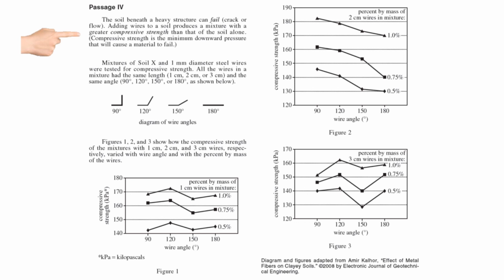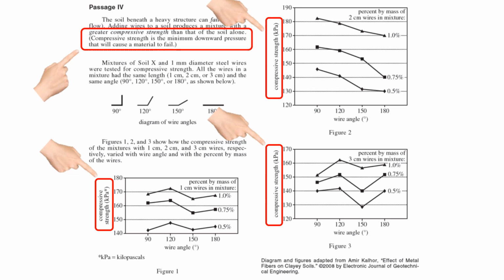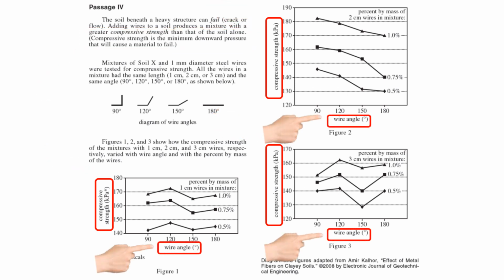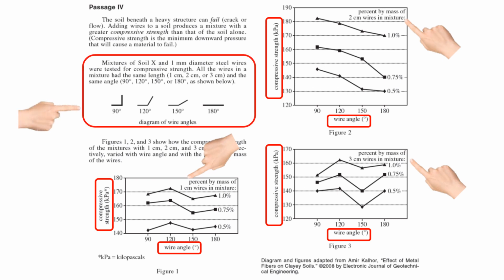We're dealing with soil that can fail. It has something called compressive strength. Now look and we see we have 3 figures, 1, 2, and 3. Each one has compressive strength, okay, and we see that defined here, the minimum downward pressure that will cause a material to fail. Then we have wire angles on each one and percent mass 1, 2, 3. That seems to be the only difference in the 3 figures, is the size of the wire changes. We see that described here briefly. Don't need to read it to know where it is.